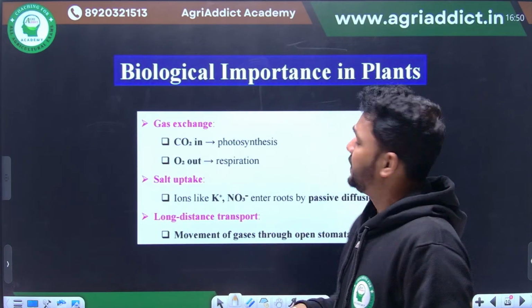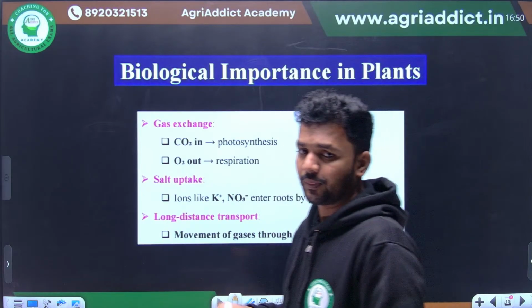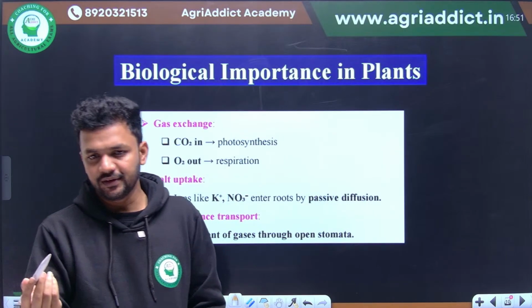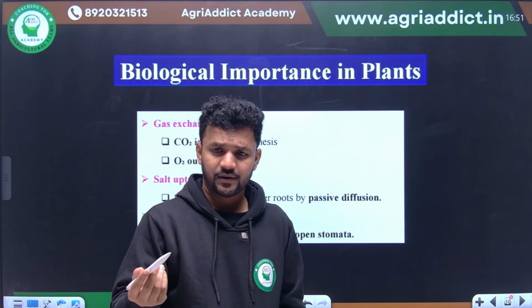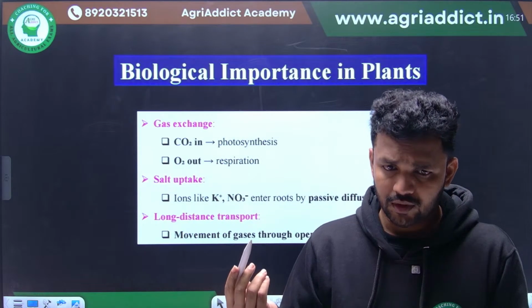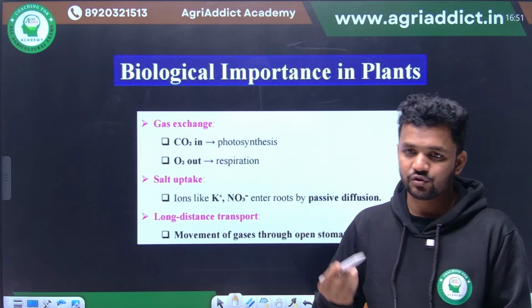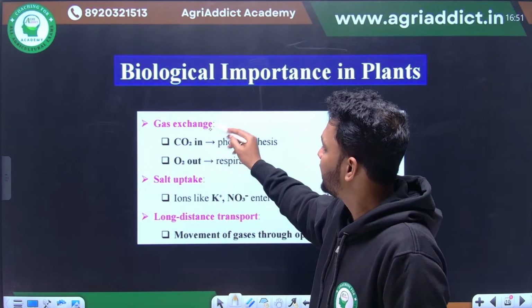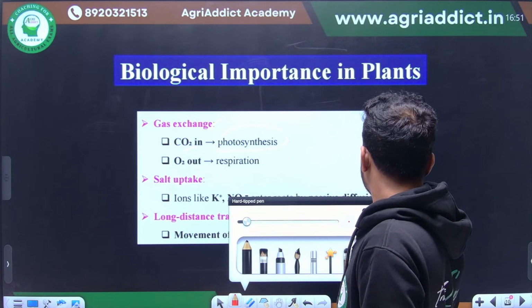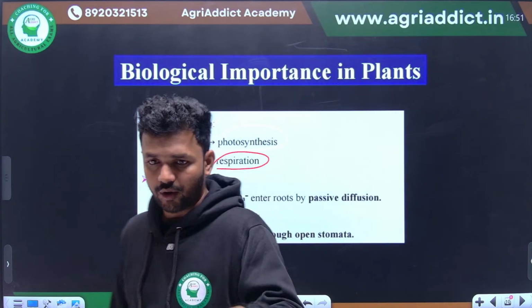Before we see osmosis, let's see what is the biological importance of diffusion in plants. The first is gas exchange. Gas exchange occurs through lenticels in plants or through stomata. Stomata is well known for gas exchange. We know the carbon dioxide gets exchanged through stomata only, right? So gas exchange: CO2 in photosynthesis also through stomata, O2 out in respiration, and salt uptake through absorption through the root.